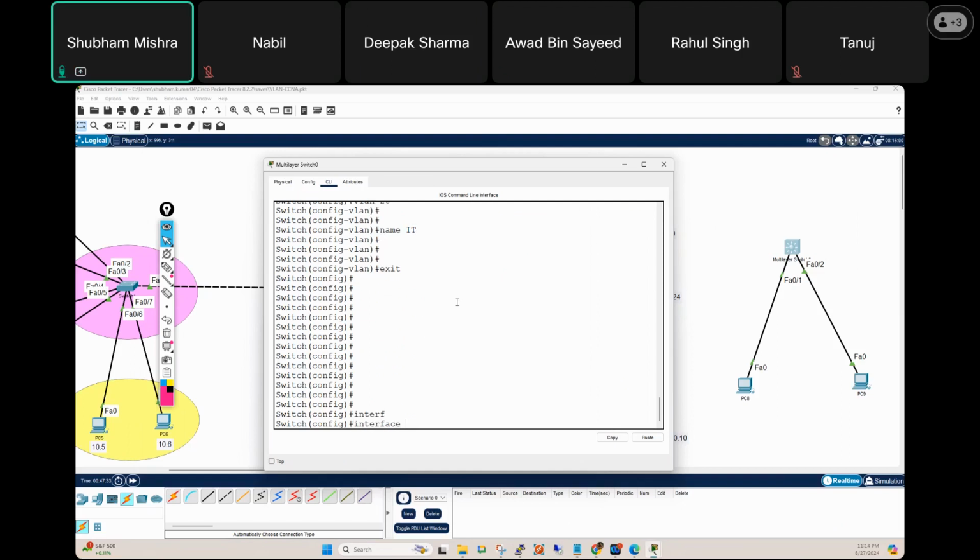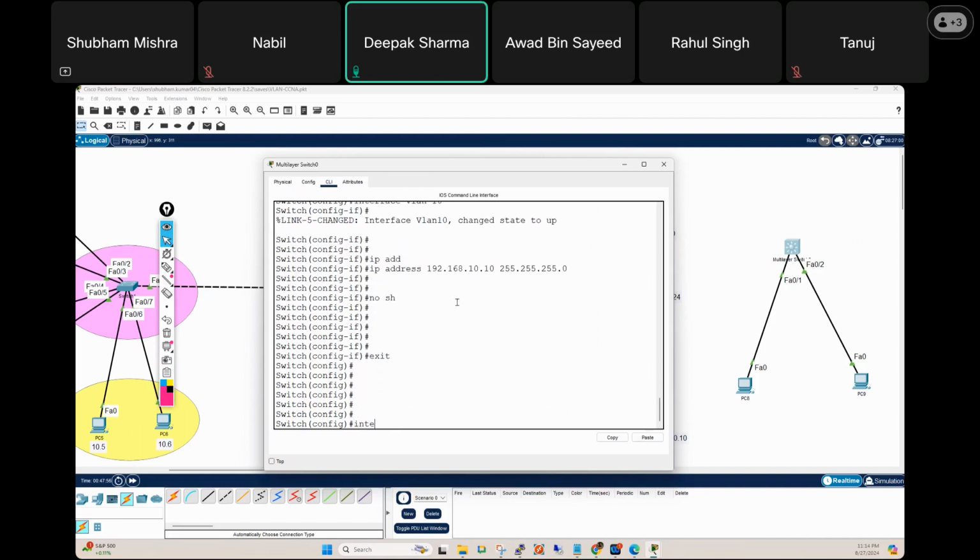So, interface VLAN. Which VLAN did we create, guys? VLAN number 10. Okay. Now, IP address. What is the IP address? 192.168.10.10, 255.255.255.0, no shutdown. Are you done? Yes or no? Tell me.